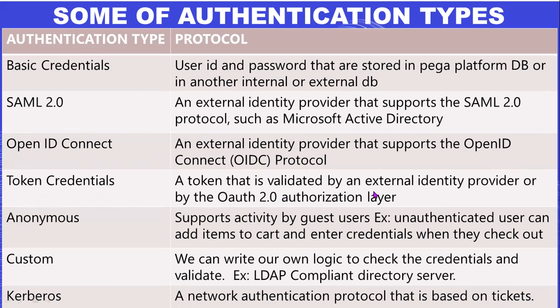Then the token credentials: a token that is validated by an external identity provider or by the OAuth 2.0 authentication layer. And the anonymous type is there. This supports activity by guest users, like an unauthenticated user can add items to the cart and enter credentials when they check out. Even in Amazon or Flipkart, without logging into the portal, we can add items to the cart. But if you want to buy, give your payment and the delivery address, then we need to log in to the application.